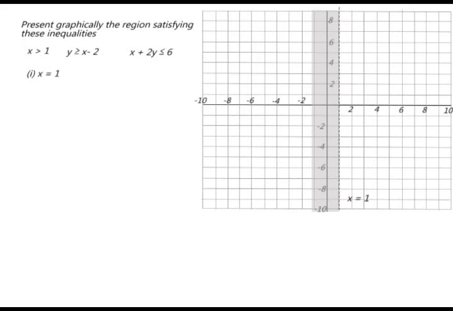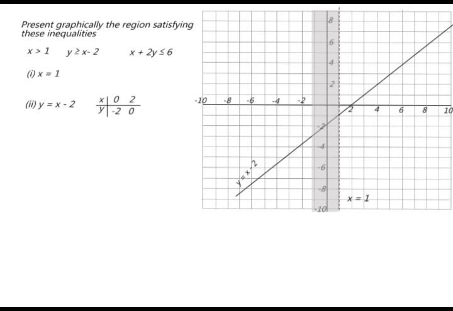The next line, y is greater or equal to x minus 2, the first thing we notice is that the line will be continuous. As an equation, this will be y is equal to x minus 2. Now we look for 2 points. Choose 2 values of x and calculate the corresponding values of y. We'll choose 0 and 2. And so when x is 0, y will be minus 2. And when x is 2, y will be 0. That's the line.